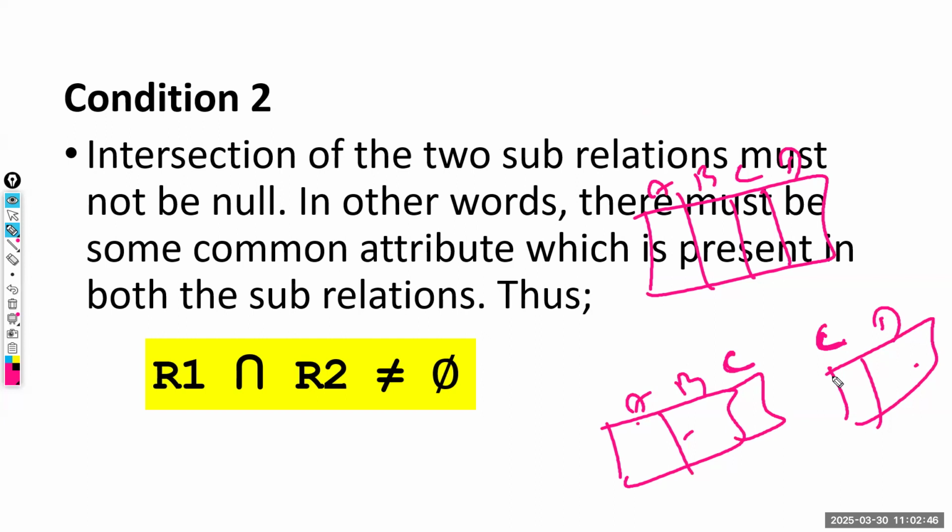Is it clear? Yes, sir. Right? So there must be at least one attribute which is common to both tables. Otherwise, you can't join. Simple as that. Okay. Right. So now let's take an example.